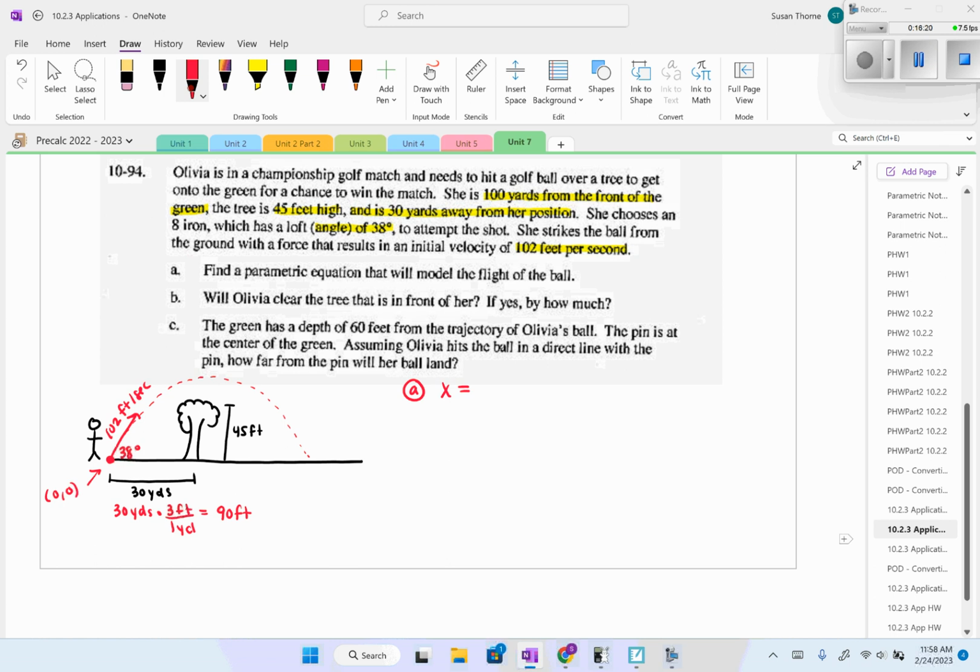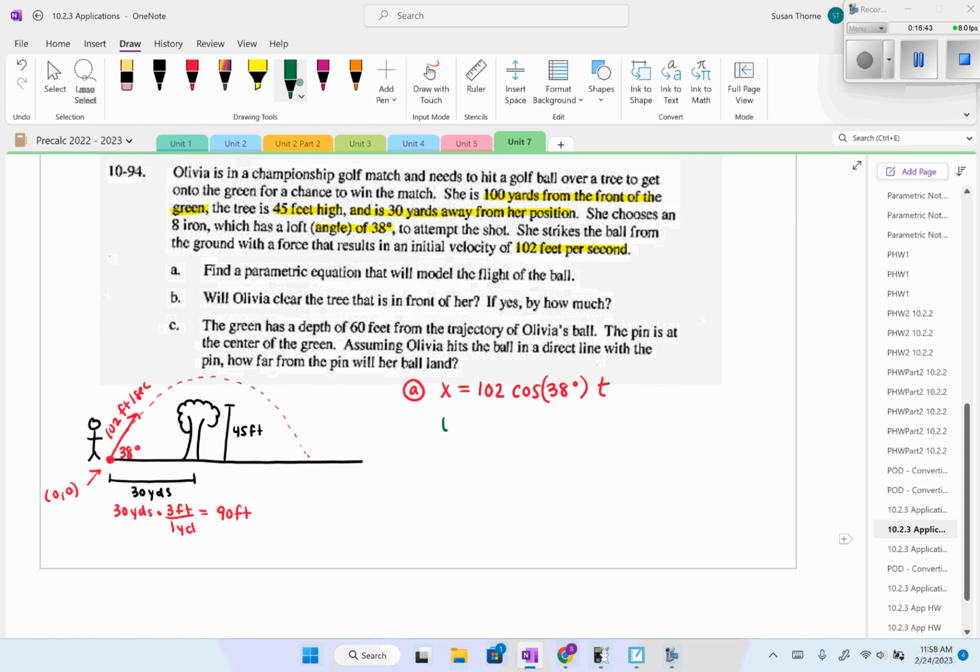So then our horizontal distance is the magnitude times the cosine of the angle times time. And notice that time is not inside the cosine, so you have to make sure to close that parenthesis around the cosine of 38 degrees. The time is not inside the cosine, just keep that in mind.